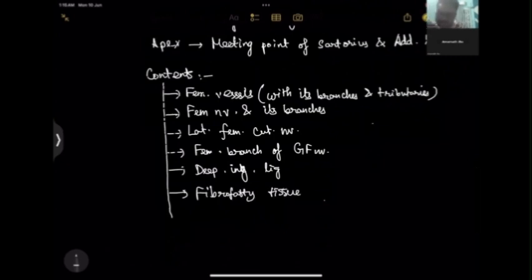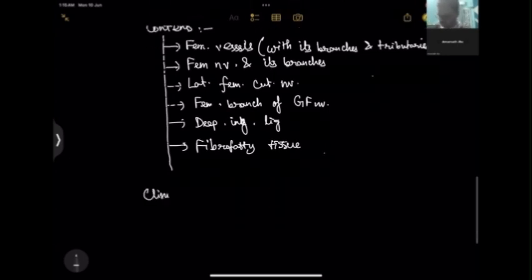Any type of fossa, any type of ligament, any type of triangle, canal, fibrotic tissue can be put. If you forget anything, just put fibrotic tissue. What's the clinical anatomy? Femoral hernia.